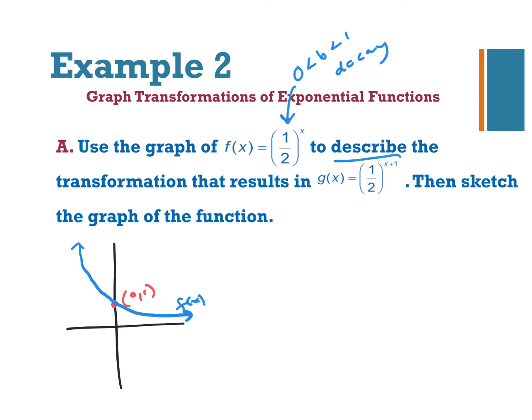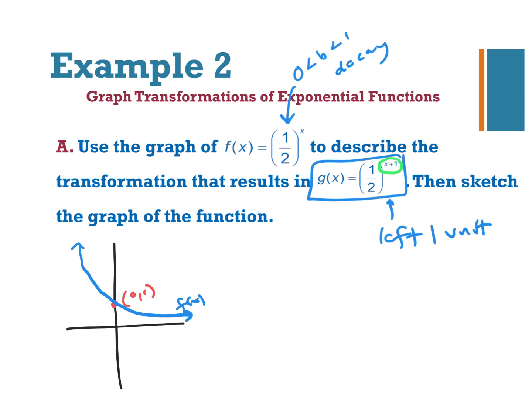When I look at g of x, notice the only transformation happening is in this exponent. And anytime you have a plus or minus in the exponent, that shifts things left or right. Since it's plus 1, to describe that first part transformation, that would mean left 1 unit. And so that means that entire graph gets shifted left 1 unit.